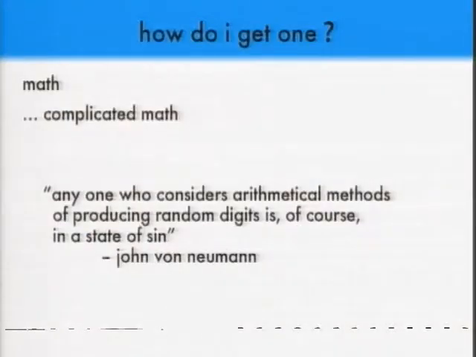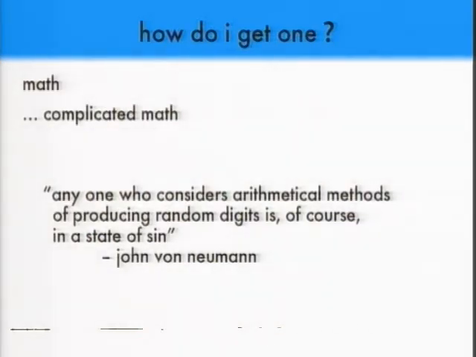So how do you get yourself a pseudorandom number? You use math, and hopefully the more complicated the math, the better. And it's here, I have this quote, I thought I was on the previous slide. This is a famous quote from one of your distinguished computer scientists here in England, John von Neumann, and he said, anyone who considers arithmetical methods of producing random digits is of course in a state of sin.